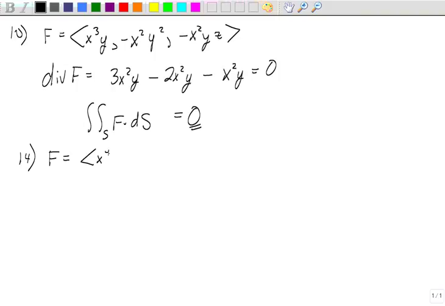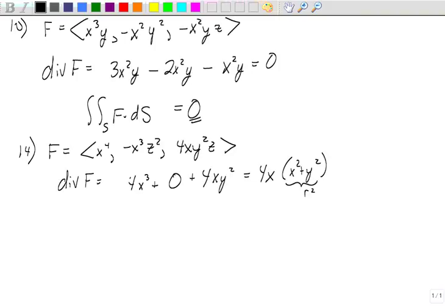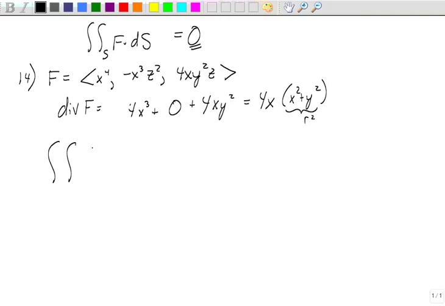14. Again, we find the divergence of F. That's a scalar. Again, let's change that to polar. That's R squared. So when we integrate, we're going to do the triple integral of 4 R cosine theta times R squared, R dz, dr, d theta.